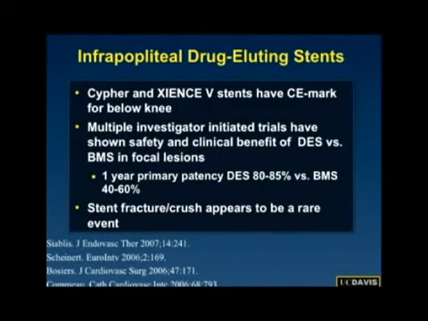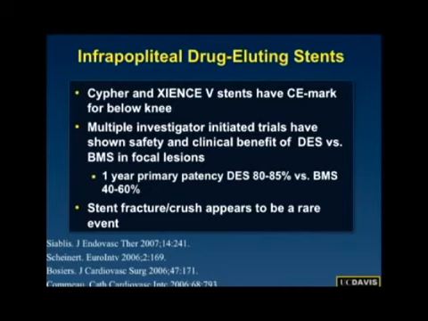Just a word on infrapopliteal drug-eluting stents. As Krishna had said, a lot of the data is from single centers. They are for very focal infrapopliteal lesions. Based on that data, both the Cypher and Xience V stents have CE mark approval for below-the-knee intervention. And there is basically a benefit in terms of patency, angiographic or otherwise, in terms of DES versus BMS, but less convincing data in terms of freedom from amputation or other clinical endpoints.